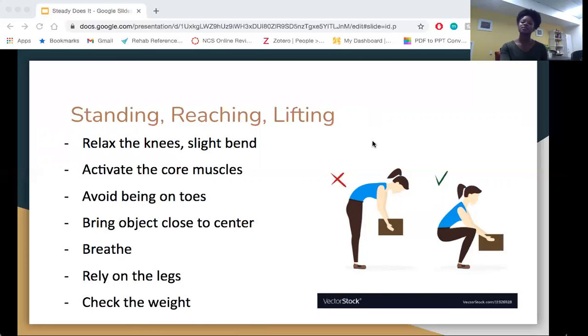Rely on those legs. Those are the strongest muscles in your body. The ones in your hips, the ones in your thighs, they're the biggest muscles. So really rely on those legs and less of your back. Check the weight of the object. A good way to do this is just push it around. You can push it with your toes, or if it's possible, you can push it with your hands. But make sure you're checking the weight of the object before you go to lift it.